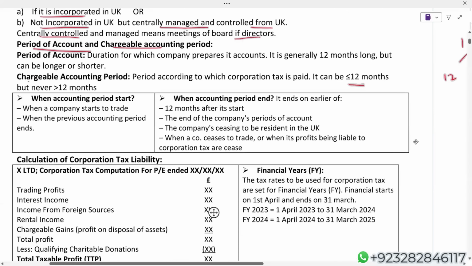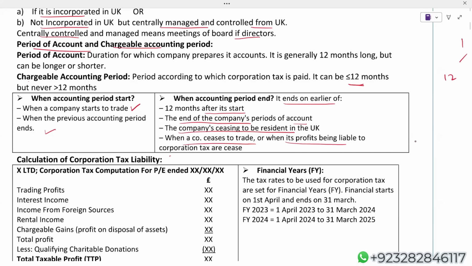When a company starts to trade, it is the start of the accounting period. When the previous accounting period ends, that is also the start of an accounting period. When an accounting period ends, it ends on the earlier of 12 months after its start, the end of the company's period of account, the company ceasing to be resident in the UK, or the company ceasing to trade or its profits being no longer liable to corporation tax. Whichever of these four events occurs earliest is considered the end of the accounting period.